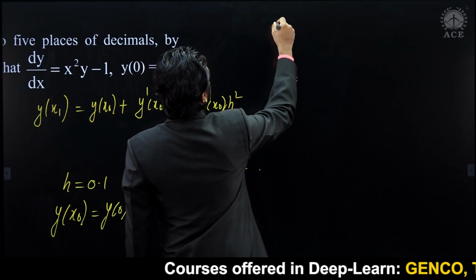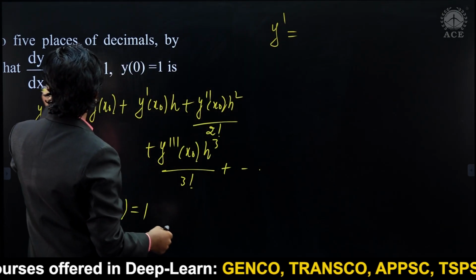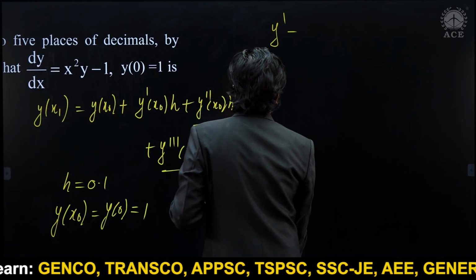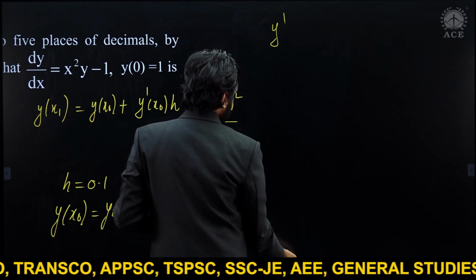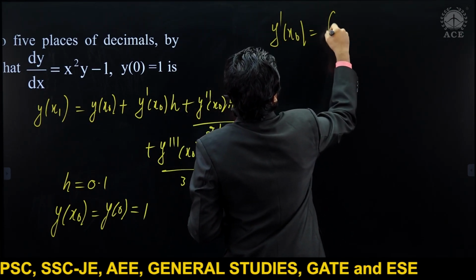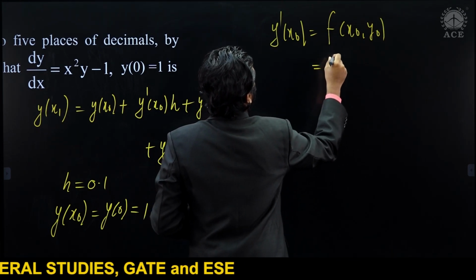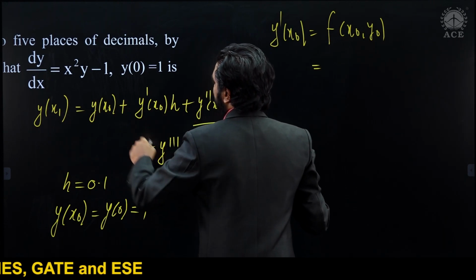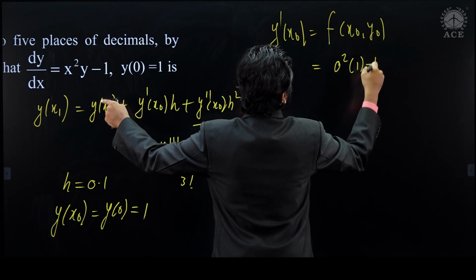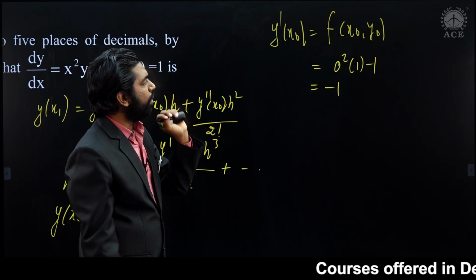I need to find y dash, but y dash, that is dy by dx, is x square y minus 1 here. So it's a very simple calculation. Y dash of x naught is simply f of x naught comma y naught. So this is 0 square into 1 minus 1. So how much is this? This is minus 1. So I now know y dash of x naught.